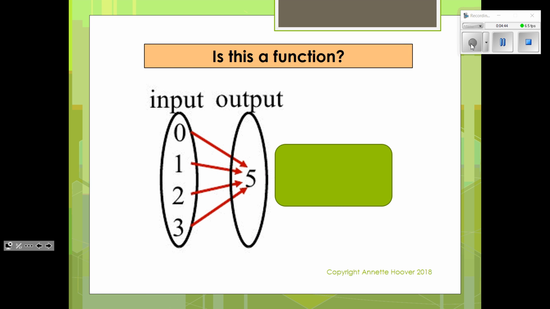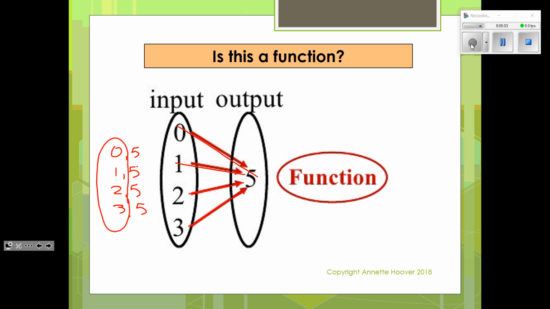Here's another mapping diagram. So if we were to write the ordered pairs, we have 0, 5. We have 1, 5. We have 2, 5. And we have 3, 5. Does the x ever repeat? Look at the x values here, 0, 1, 2, 3. X does not repeat, so is it a function? Yes, it is a function.